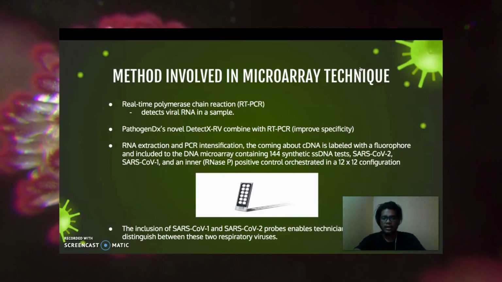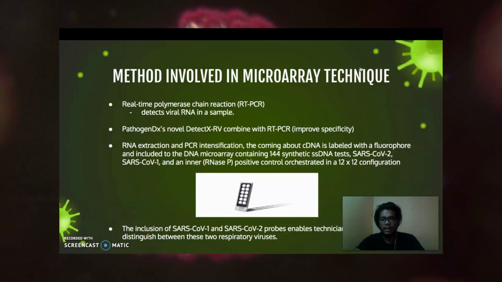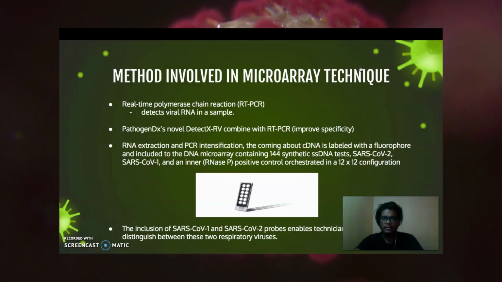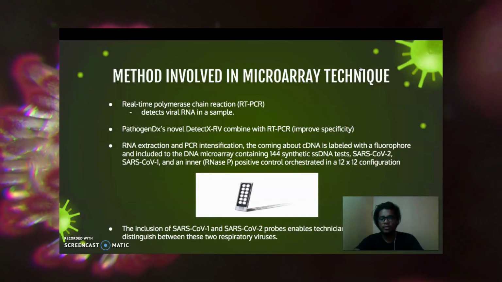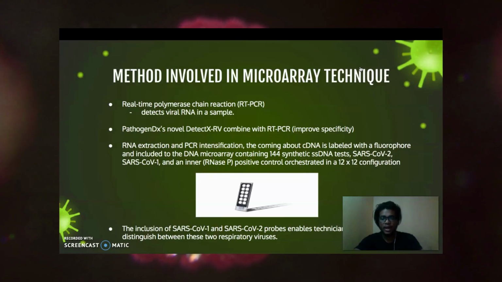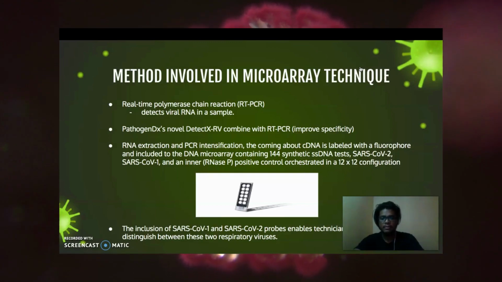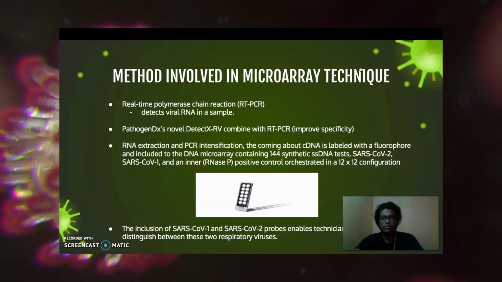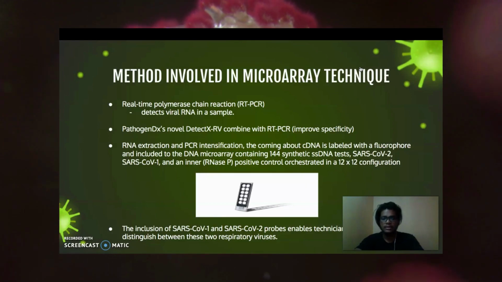In combining RT-PCR and DNA microarray technology, Detect XRV enables multiplex diagnostic testing, where traditional RT-PCR methods are confined to the identification of a single viral pathogen. As a result, a single test would be sufficient to ascertain whether a sample is positive for any number of respiratory viruses, such as SARS-CoV-1, SARS-CoV-2, or various influenza strains.